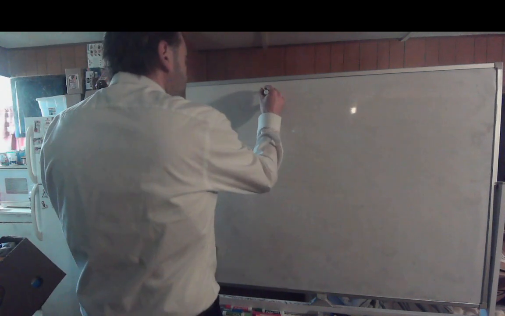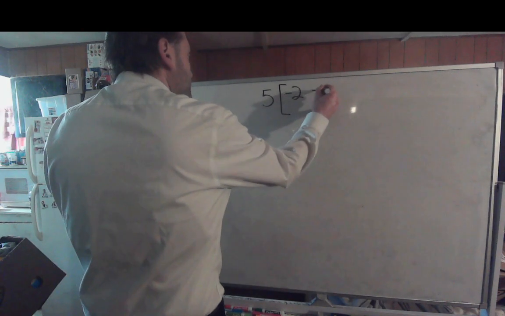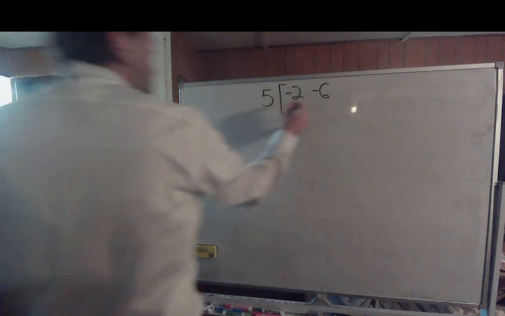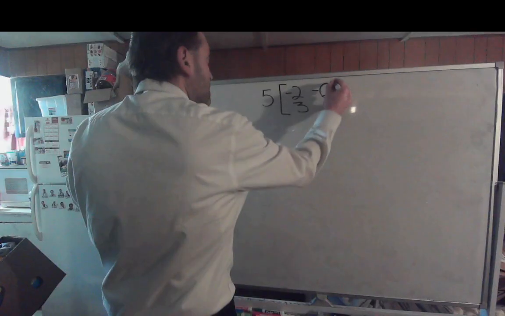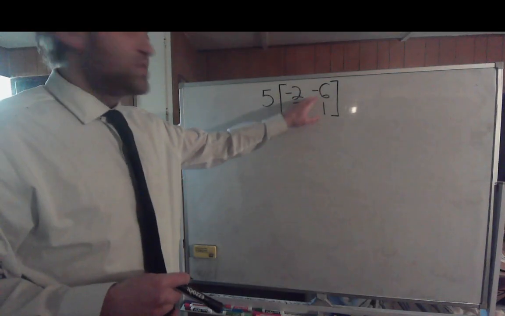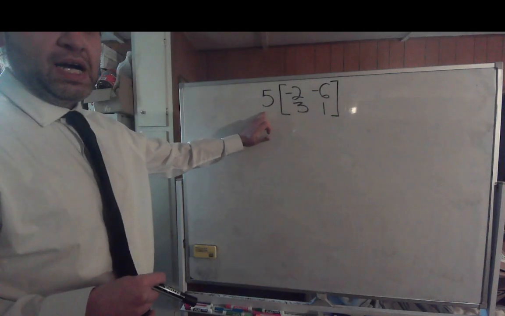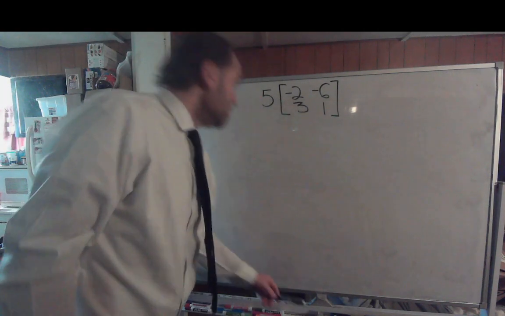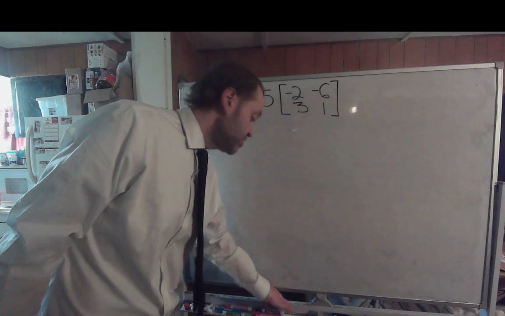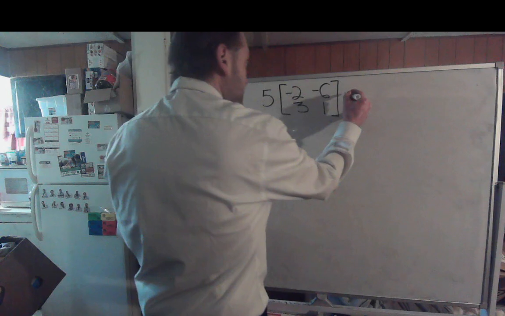Let's say I have 5 times the matrix -2, -6, 3, 1. So I have the matrix -2, -6, 3, 1 all being multiplied by the scalar multiple of 5. Well, this is a 2 by 2 matrix. My answer should still be a 2 by 2 matrix. The dimensions won't change. I'm just taking each of these entries and multiplying them by 5.